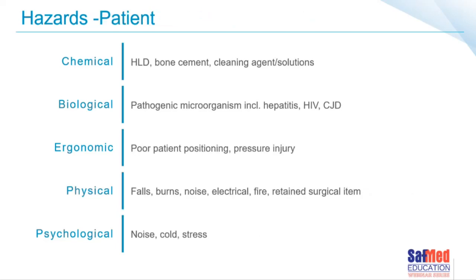But what about the patient? Yes, the patient is also at risk, of course. The patient is at risk when it comes to various chemistries, including bone cement, high-level disinfectants, cleaning solutions. Biological issues, of course, we can transmit pathogenic microorganisms to the patient via our instruments or directly from our own hands. The patient is at risk for all sorts of injury when it comes to poor patient positioning, perhaps pressure injuries, musculoskeletal injuries, injuries to the eye, all sorts.